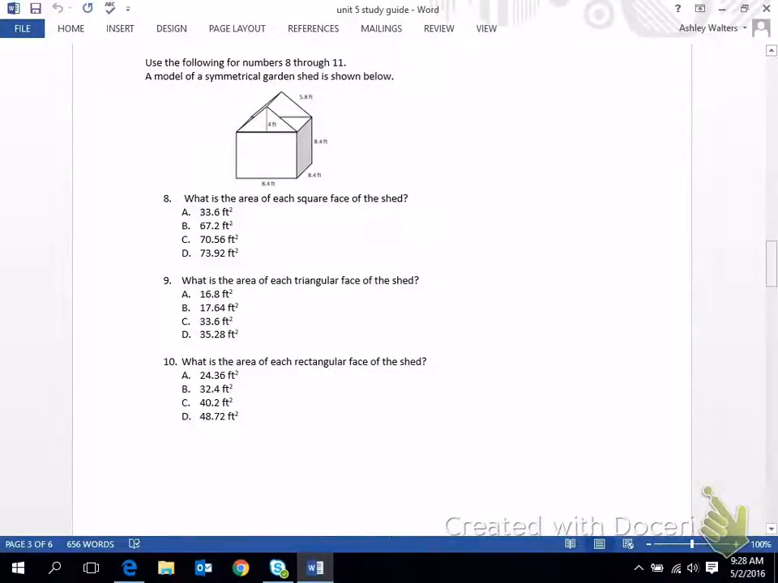We're told to use the following for numbers 8 through 11. It says a model of a symmetrical garden shed is shown below. We first want to know what is the area of each square face of the shed. And when you look at the square faces, squares have the same dimension for length and for width. So the square faces are 8.4 by 8.4.